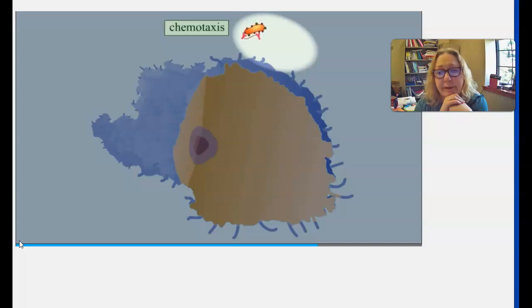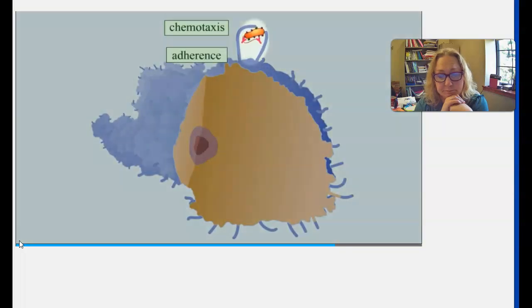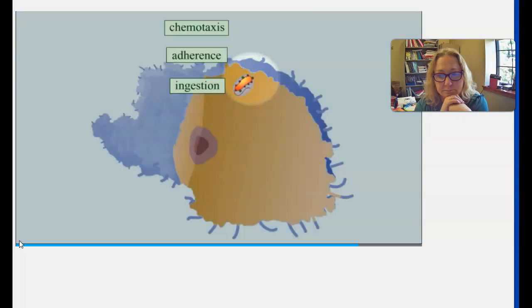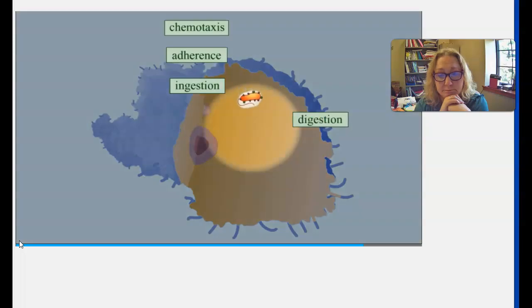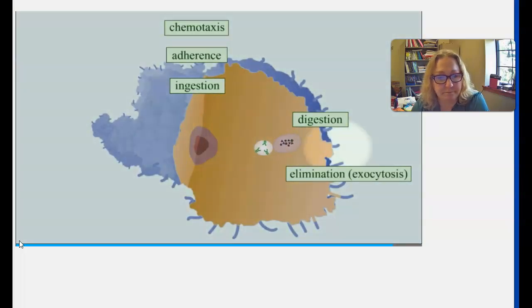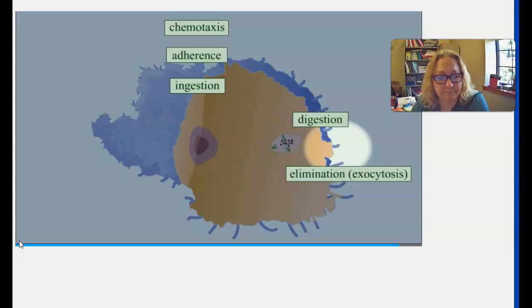Let's review the steps in phagocytosis. The pseudopods of a phagocyte use chemotaxis to approach the microorganism. The pseudopods adhere to opsonins that are attached to the microbe. The microbe is ingested within a phagosome. The phagosome fuses with a lysosome to form a phagolysosome, in which digestive enzymes break apart the microorganism. Finally, the remaining debris is eliminated by exocytosis. Parts of the microorganism are presented on the surface of the phagocyte.